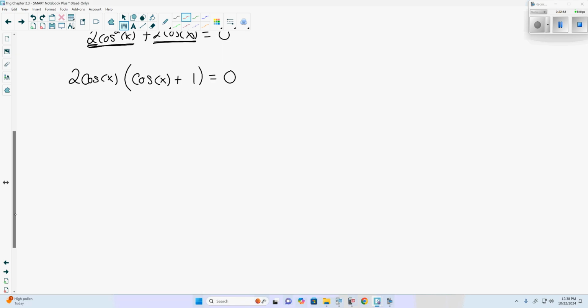Questions on this here? Now we have 2 things multiplied together to equal 0, so one of them has to be 0. So one of ours is cosine of x plus 1 is equal to 0. The other is our 2 cosine of x is equal to 0, yes?